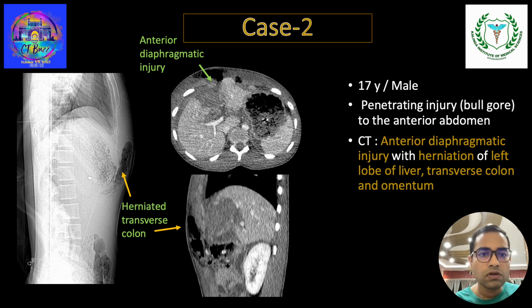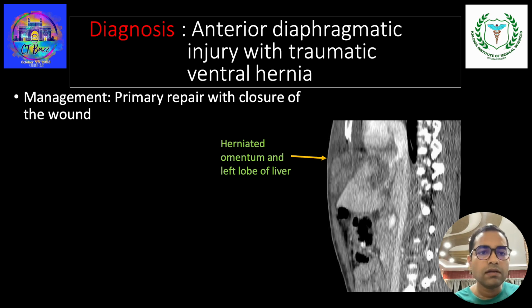Then case 2, it's a 17-year-old male who came with a penetrating injury by a bull gore to the anterior abdomen. The CT showed anterior diaphragmatic injury with herniation of the left lobe of the liver and transverse colon and omentum. Here is the herniating transverse colon along with the omentum. Then the diagnosis is the anterior diaphragmatic injury with traumatic ventral visceral herniation. Management is primary repair with closure of the wound. Herniated omentum and left lobe of the liver can be seen here.